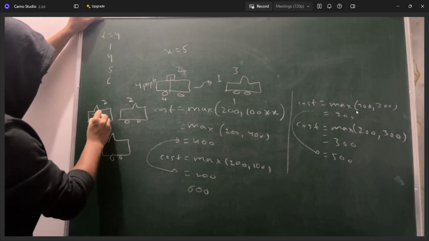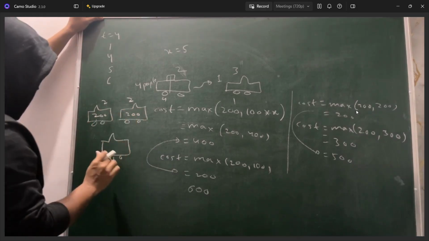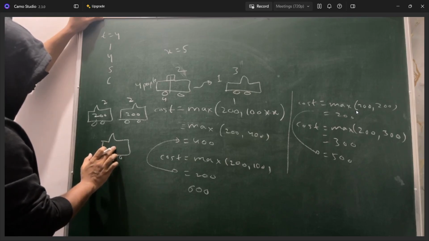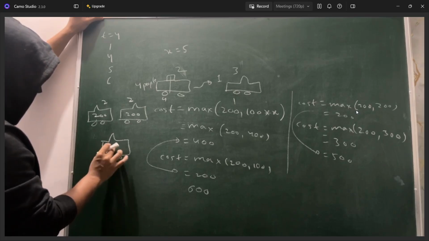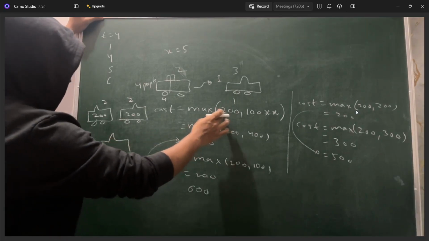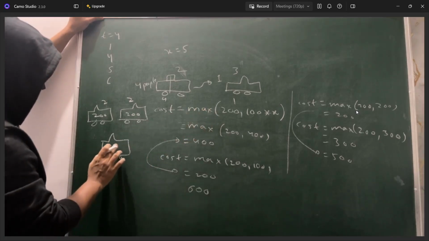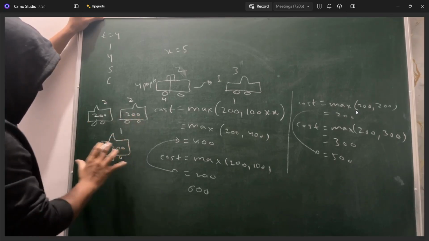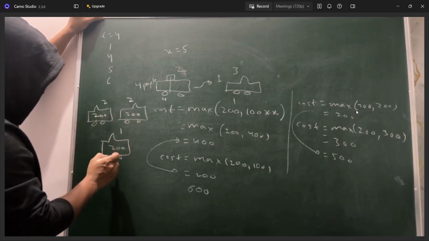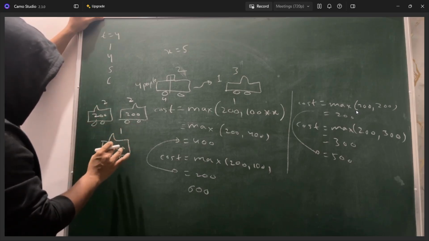So you will be paying 200 to this car, 200 to this car. But this is the car wherein 4 people are done, 1 person is still remaining. If you try to place them here, it will be max of 200, 100, because 1 person will be sitting here, so which is 200. So you will be making 600, total cost will be 600.